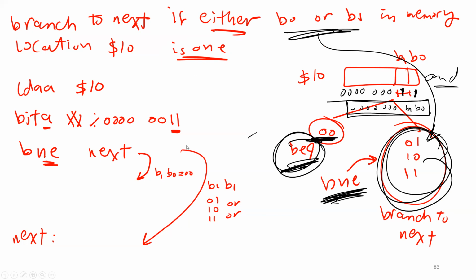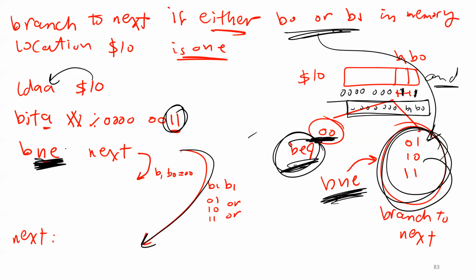So look how I made it. I'm going to read the byte and put it in register A. And then I'm going to say BIT A. BIT A means I'm going to do logic AND of A and this number here, because I want to check these 2 bits. And then I'm going to say, if it is not zero, please go to next.